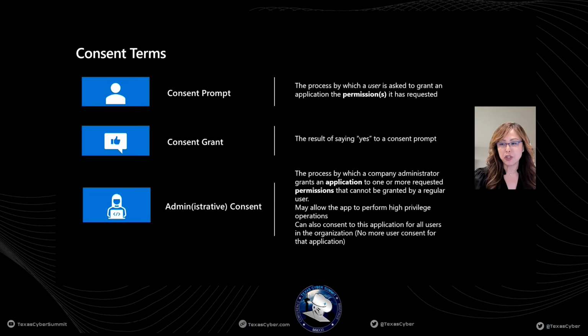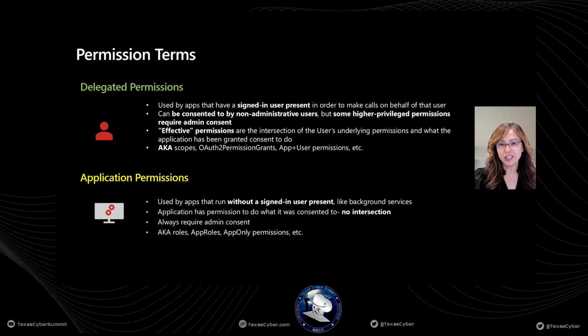Let's go into some permission terms here, which will help us understand the different types of permission models. There are two different types of permission that an application can consent to. The first one is what we want most applications to be using, which is called the delegated permission model. The requirement for the application to work in the delegated permission model is that the user must be signed in and present for the application to make calls on behalf of that user. So this is what most end users can consent to. And if it's a higher privilege permission, it can also require an admin to get involved to consent to this application.